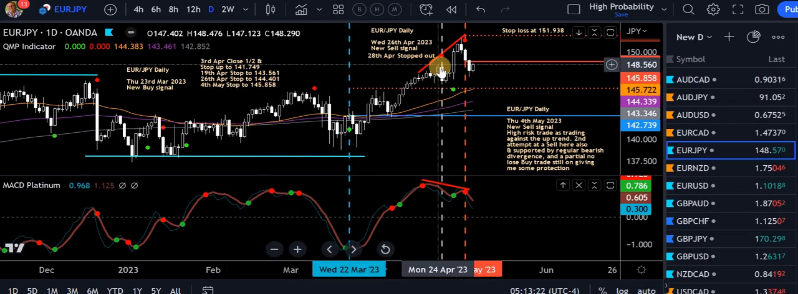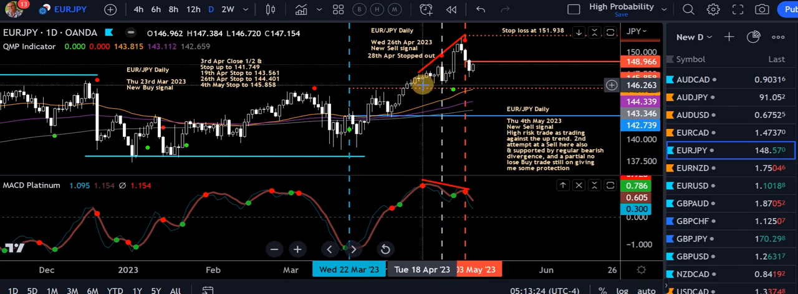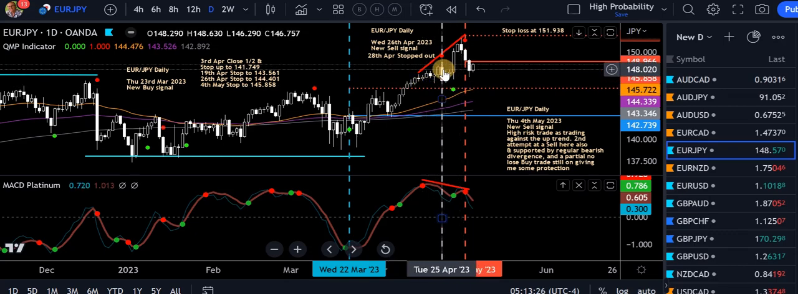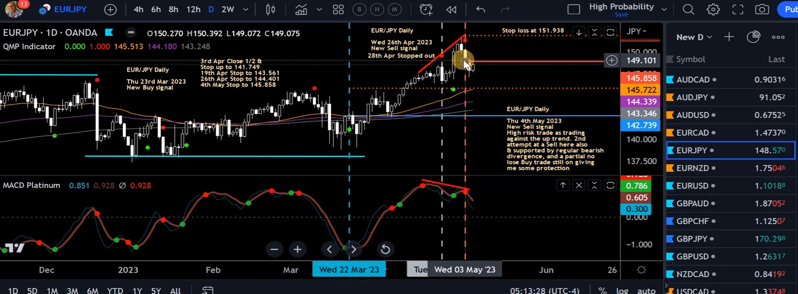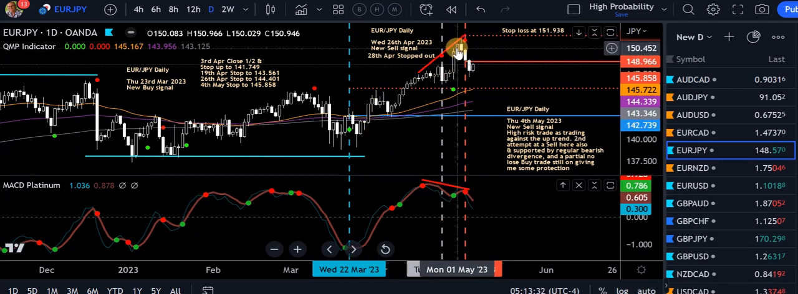26th of April took a sell. That's this grey vertical line here, and it was stopped out. So we took a loss there on that sell. This is my second attempt at a sell. There's divergence, there's regular bearish divergence.